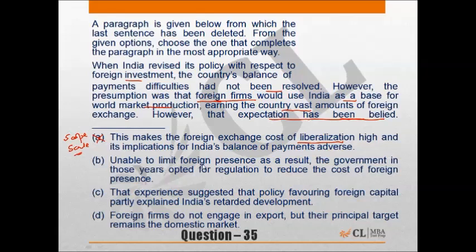Choice B. Unable to limit foreign presence. As a result, the government in those years opted for regulation to reduce cost of foreign presence. Incorrect on account of scope. Again, it is talking about issues which are not concerned with the passage at all.